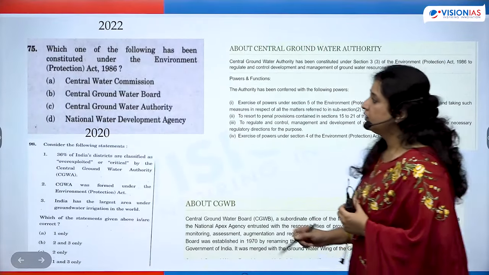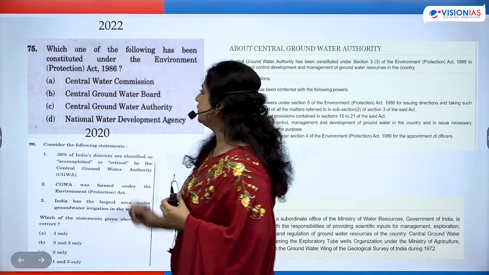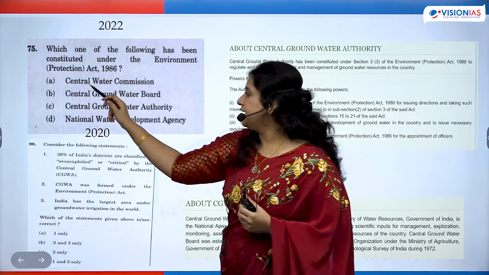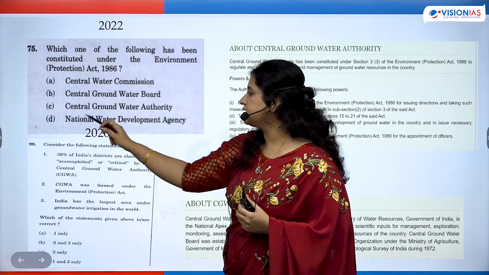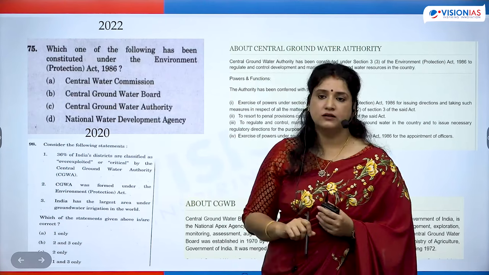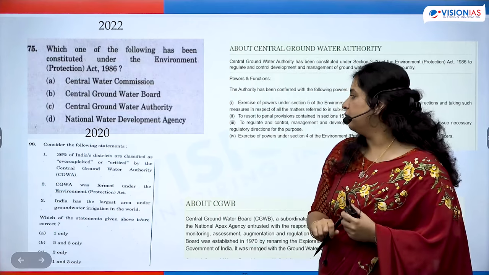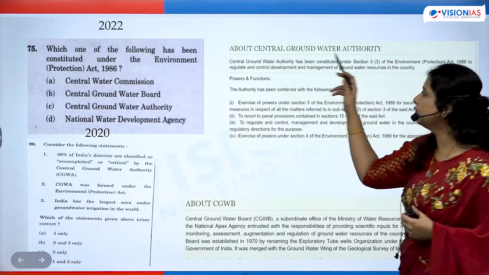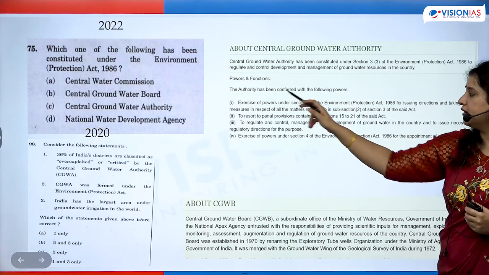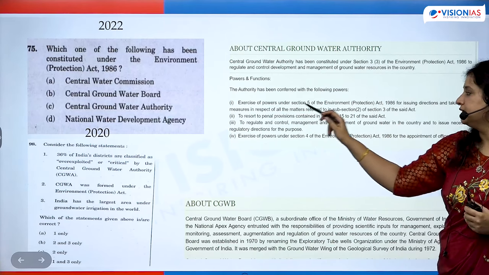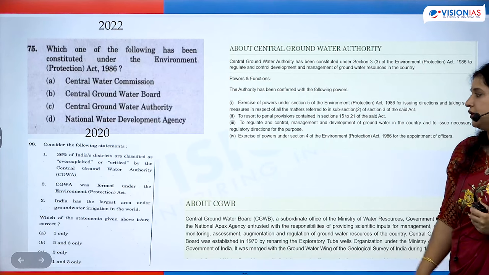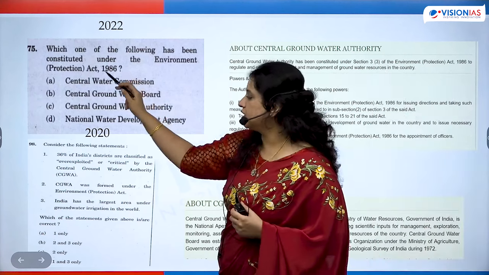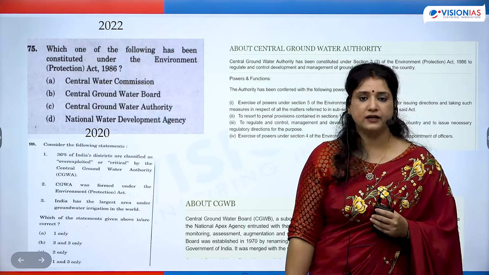Let's see this question. Which one of the following has been constituted under the Environment Protection Act? Central Water Commission, Central Groundwater Board, Central Groundwater Authority, National Water Development Agency. What is the answer? Central Groundwater Authority. Okay. So if you go to the website, you will find that the authority has been conferred with the following powers. That means under Section 5 of the Environment Protection Act, it has got these powers. So Central Groundwater Authority has been constituted under Environment Protection Act 1986.